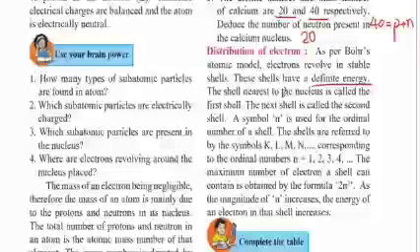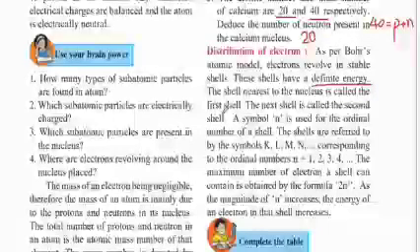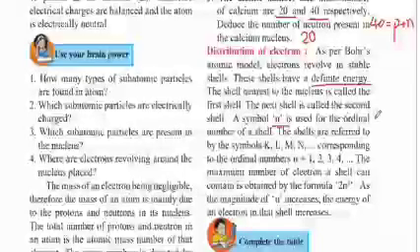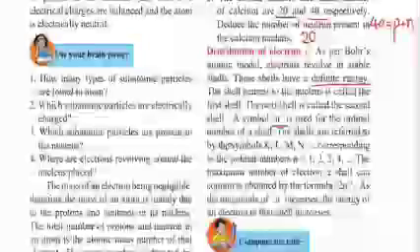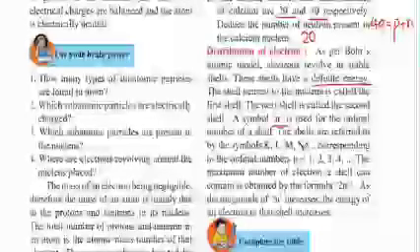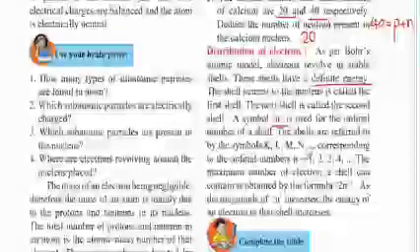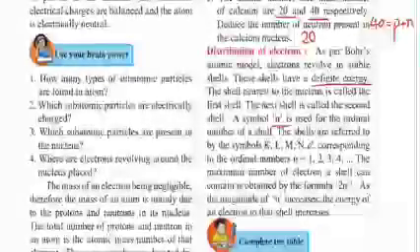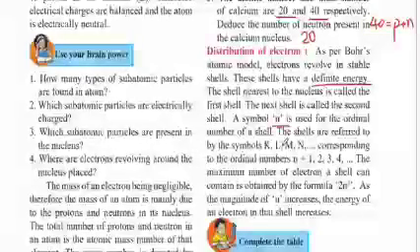The shell nearest to the nucleus is called the first shell. The next shell is called the second shell, and so on. A symbol n is used for the ordinal number of the shell. The shells are referred to by the symbols K, L, M, N, etc. corresponding to the ordinal numbers 1, 2, 3, 4. So the first shell would be K shell, and the second would be L shell, etc.